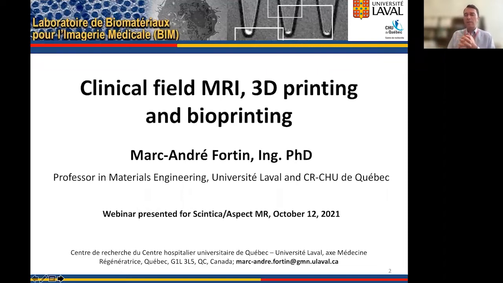paramagnetic nanoparticles and different types of contrast media for MRI. And we purchased that equipment about 11 years ago at a very critical moment where we needed to develop more applications, and applications of MRI contrast agents requiring a clinical field MRI system.